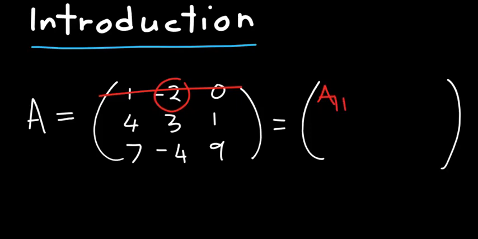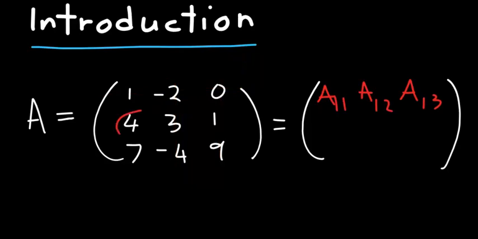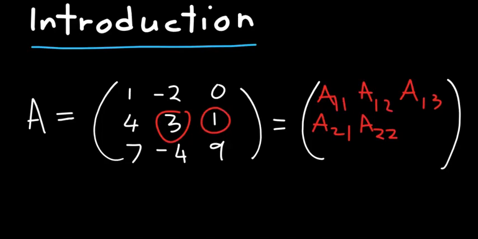Now what about that element? It occupies row 1 and column 2. So it is A, 1, 2. Likewise, the 0 here is A1, 3 because it occupies the first row and column number 3. Number 4 now. That element occupies the second row and the first column. Now number 3 occupies the second row and second column. Number 1 there occupies the second row and the third column.